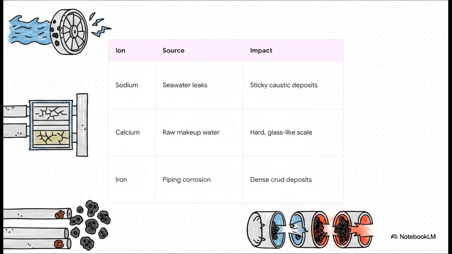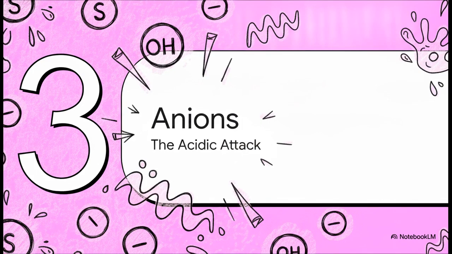And then there's iron and copper. These typically show up from general piping corrosion. They clump together in the high-pressure evaporators and form this dense crud. That crud acts like an insulator on the tubes, causing localized overheating until eventually the tube bursts. Section 3. Anions and the acidic attack.